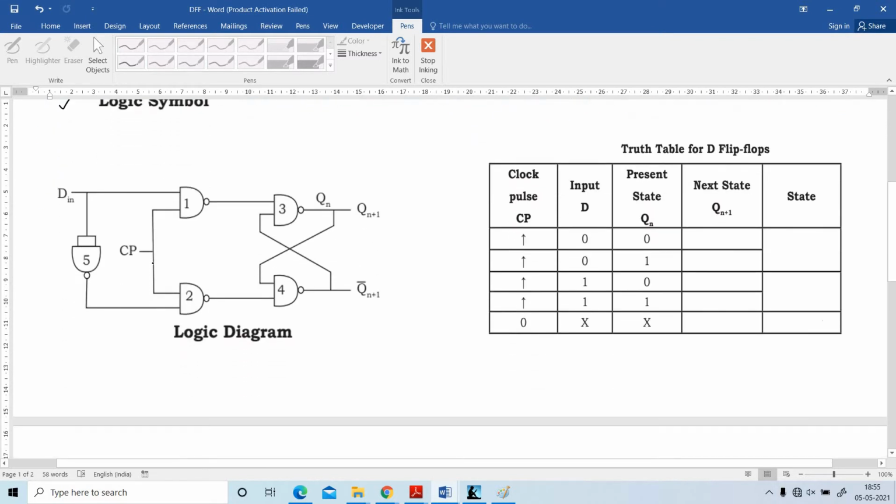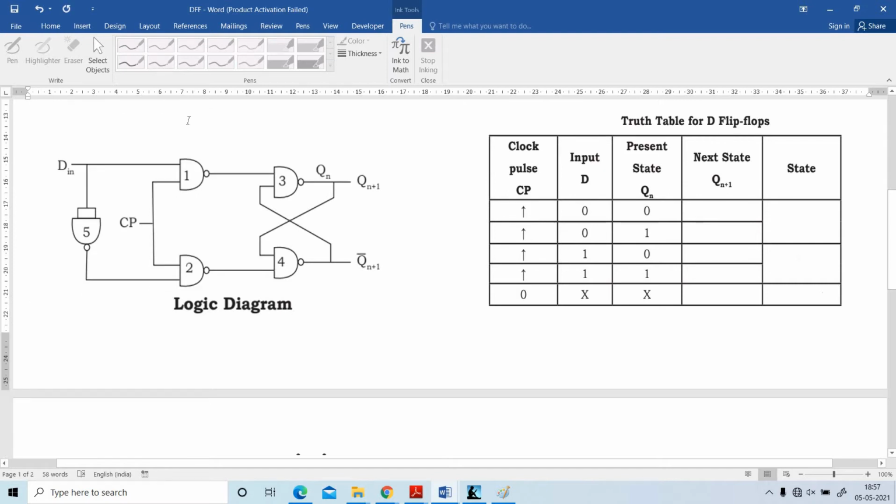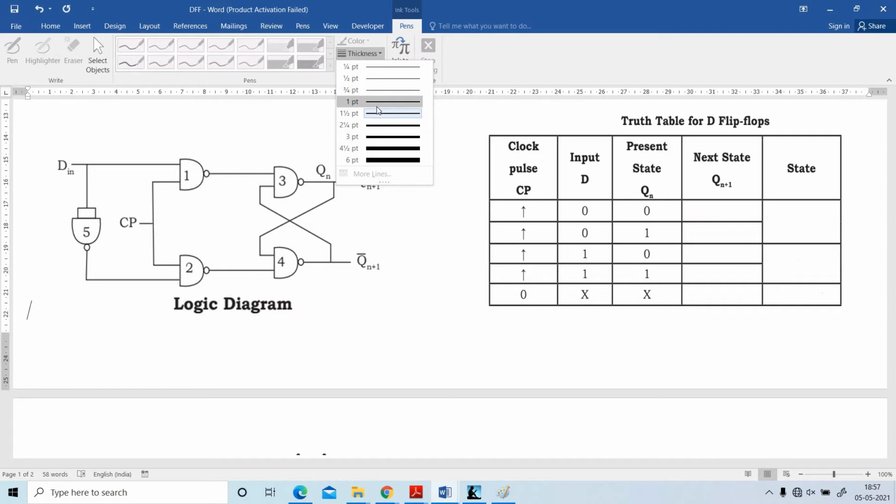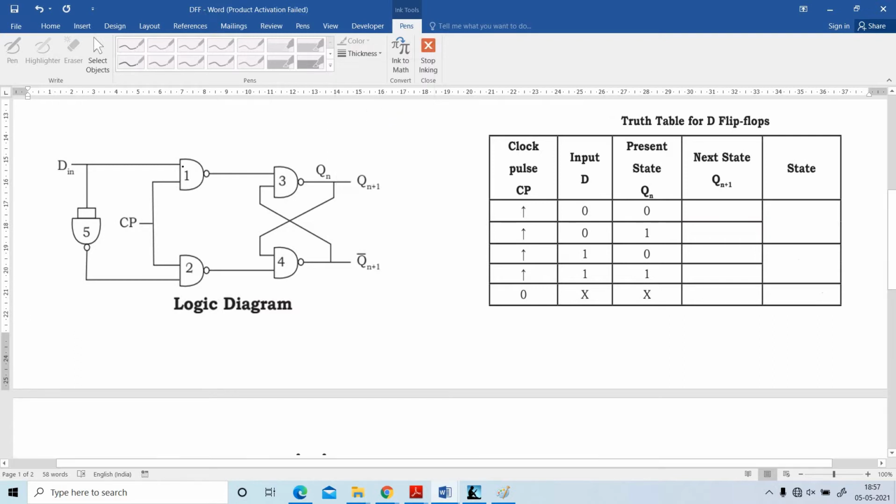Next, I am going to explain about the logic diagram of D flip-flop. How is the logic diagram of D flip-flop formed? By the combination of 4 NAND gates: 1, 2, 3 and 4.